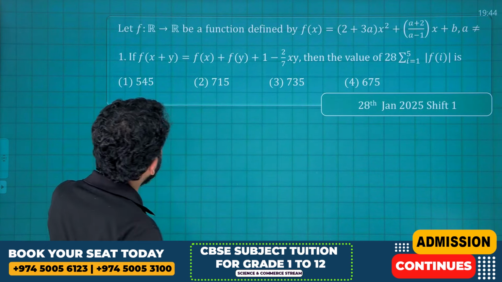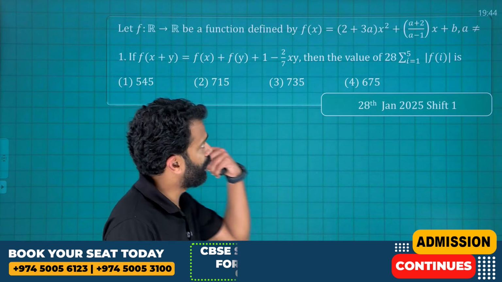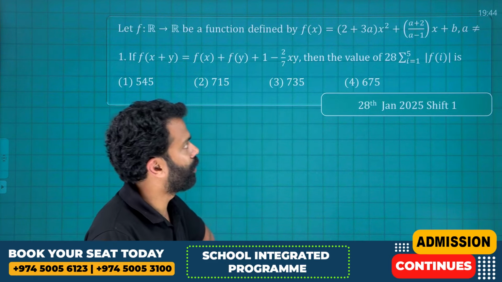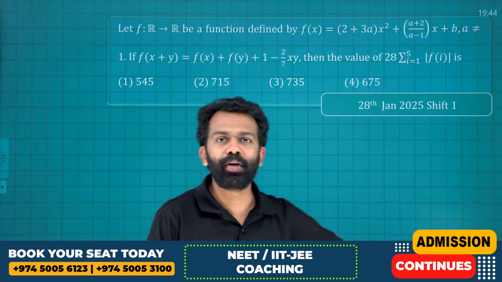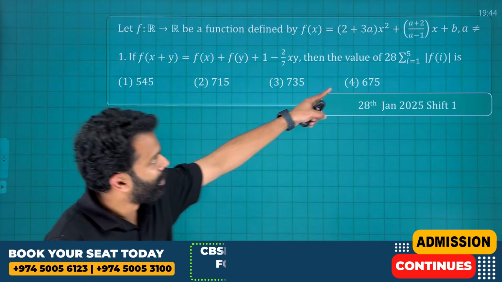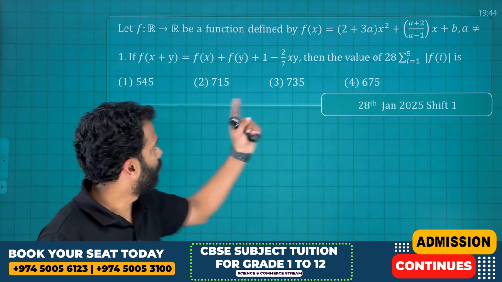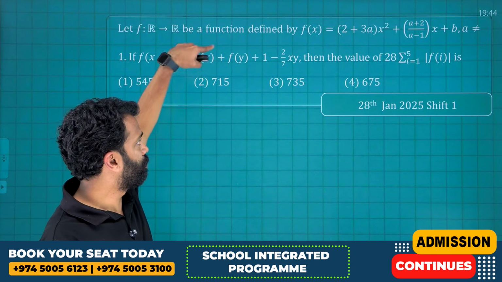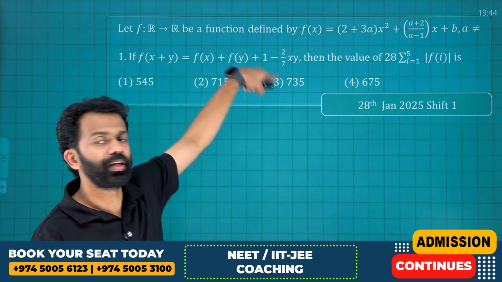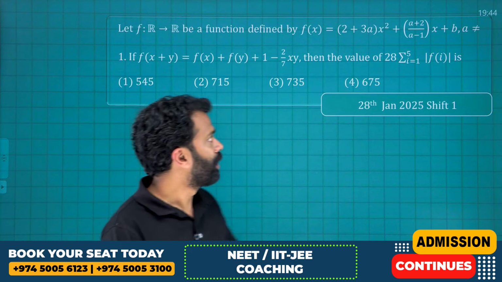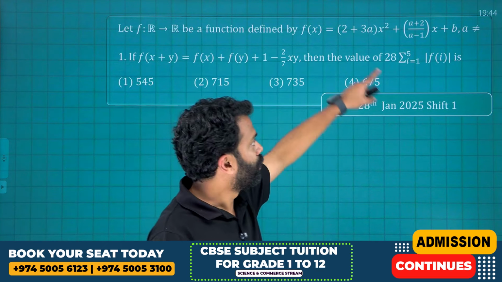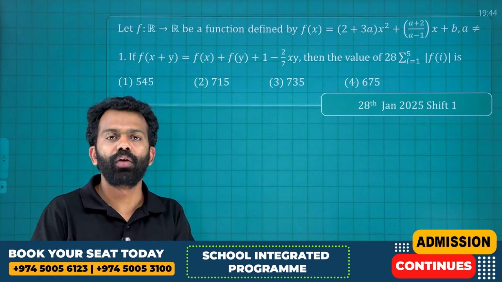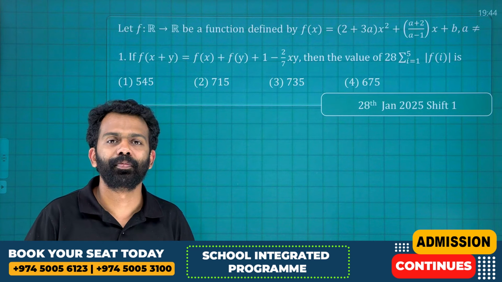Okay, f defined from R to R, that is real numbers to real numbers, given by f of x is equal to (2 plus 3a) into x squared plus ((a plus 2) divided by (a minus 1)) into x plus b, a not equal to 1, given by f of (x plus y) is equal to f of x plus f of y plus 1 minus 2 by 7 xy. Then you need to find the value of 28 into the summation from i equal to 1 to 5 of f of i. So, how are you going to find the value of that?